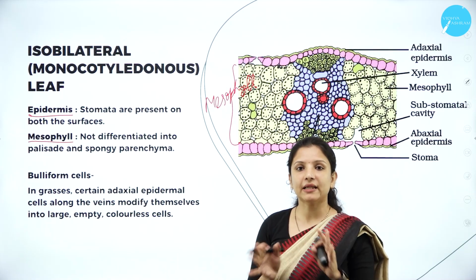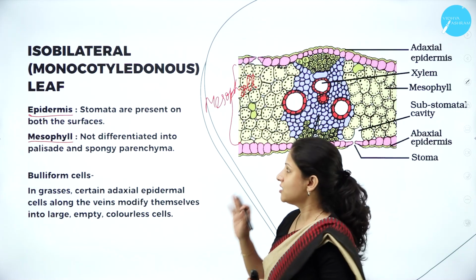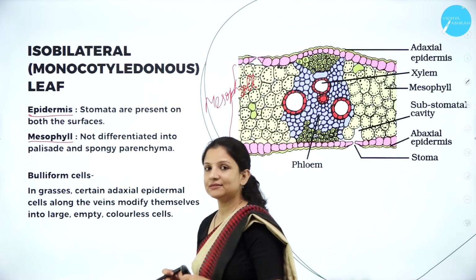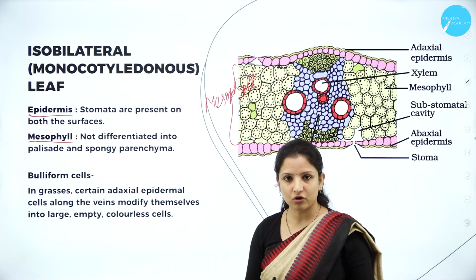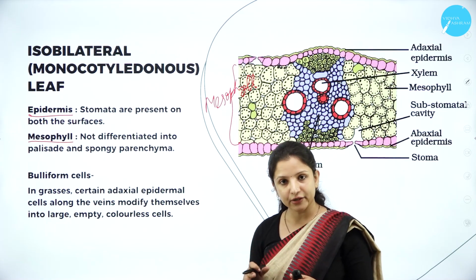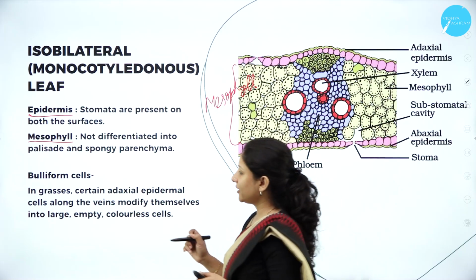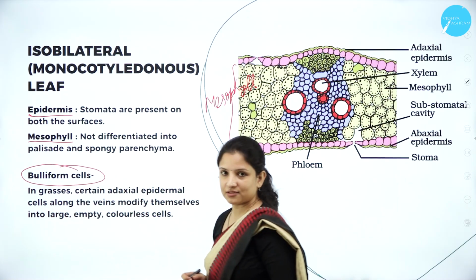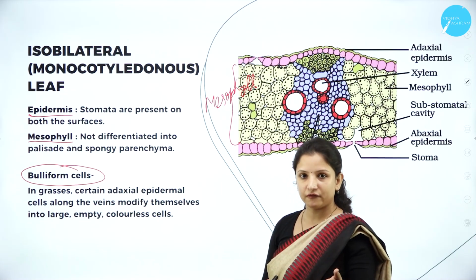There is nothing like palisade or spongy parenchyma in the case of a monocotyledonous leaf. Next, there are some specialized cells present in the monocotyledonous leaf, which you don't find in the dicot leaf. They are called the bulliform cells. Usually grasses are one of the best examples for monocots.